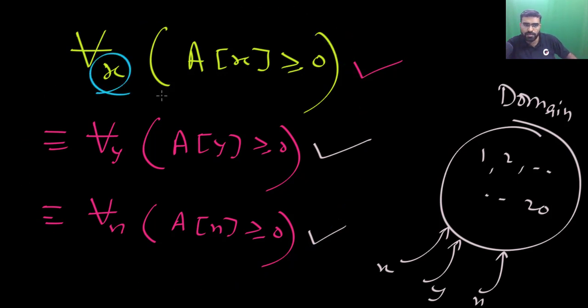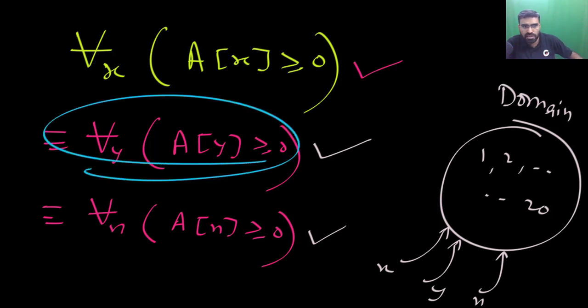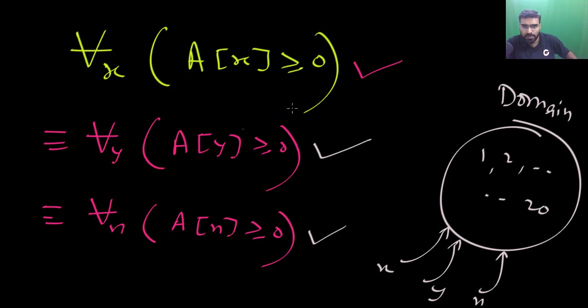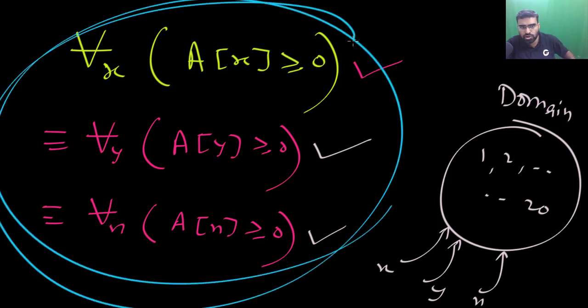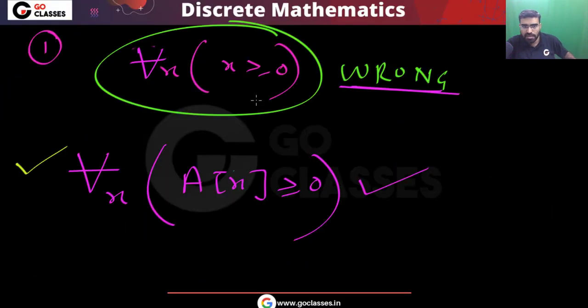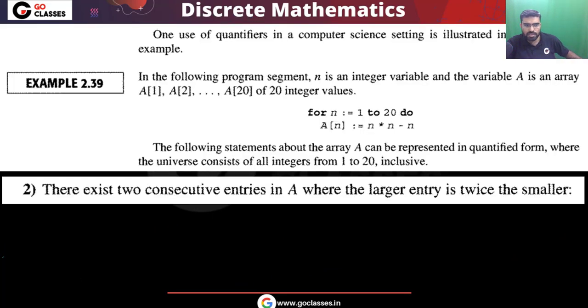Because this x is a bounded variable, you can rename it. You can rename it y, you can rename it n, everything is correct. So if any of them is your answer, then that is correct. If your answer is this, that is wrong. Okay, so now let's see the next part.